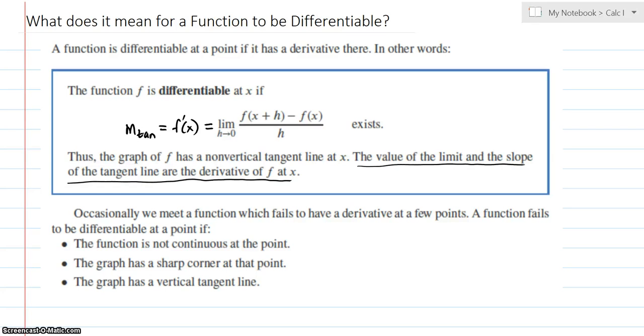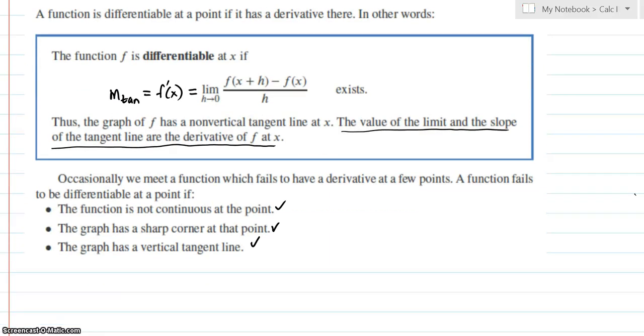So obviously, if the function is not continuous at a point, it doesn't have a slope. So that's that one. The graph has a sharp corner. If it has a sharp corner, you're going to see that's like a teeter-totter. It doesn't have a slope. Or if you have a vertical tangent, well, that makes sense. The slope of a vertical tangent line is undefined. So let's look at a couple of examples.